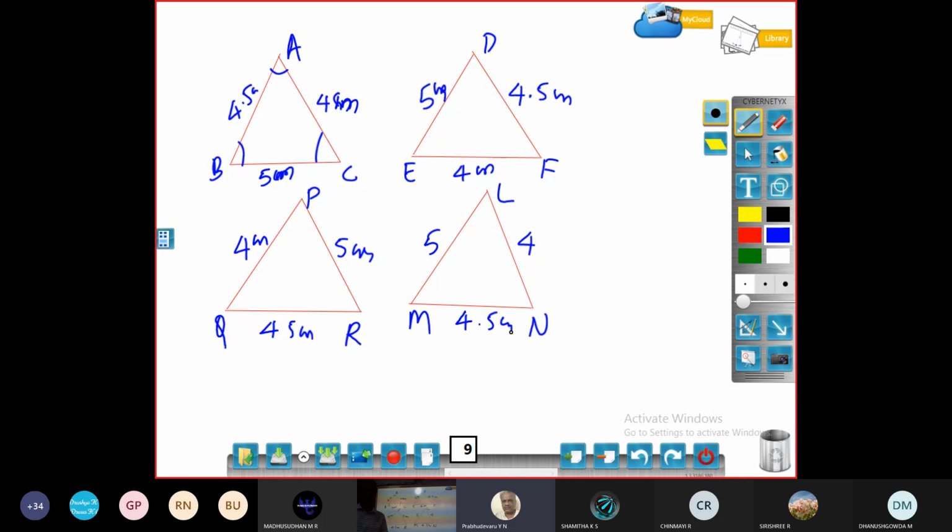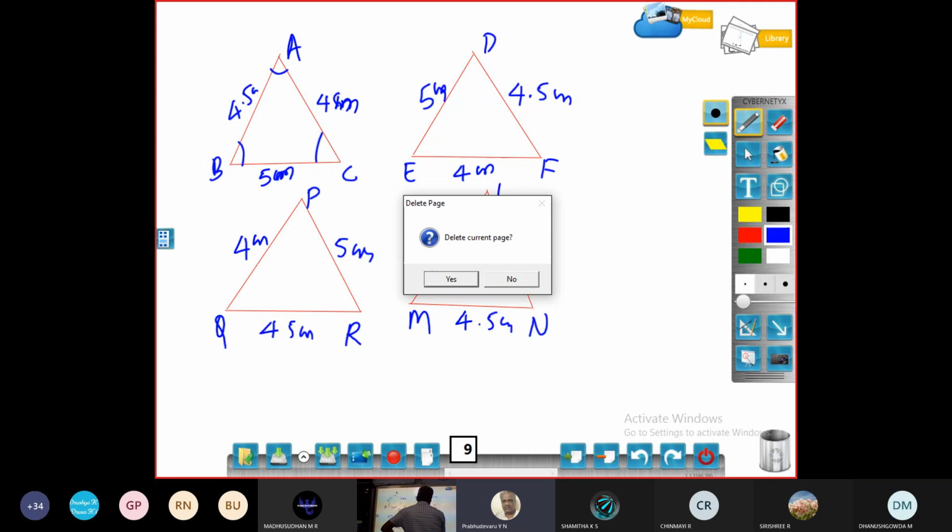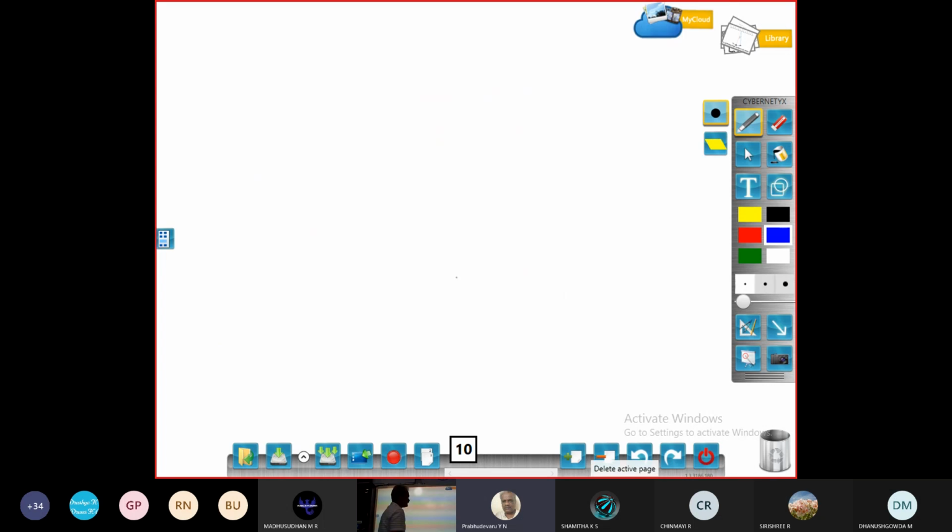All the four. Are they congruent to each other? Yes, sir. You just have to turn them, and the sides will be congruent only. So looking at the measurements of the sides, you can see all have the same length. Therefore, they can be called congruent triangles.